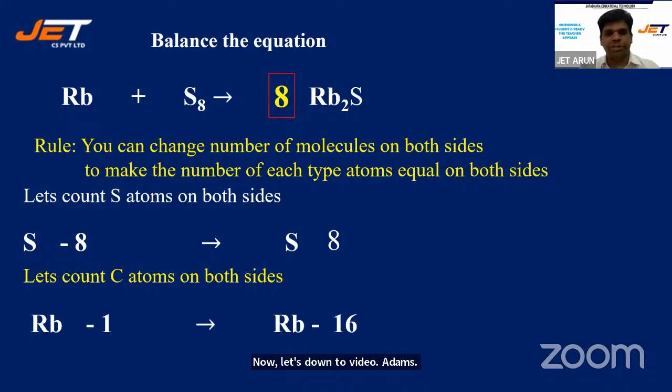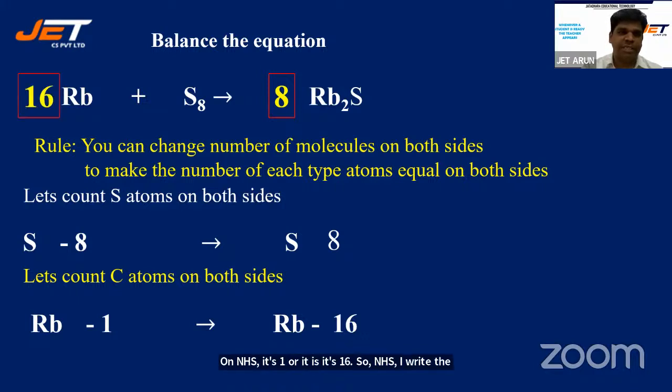It's rubidium, students, not C, it's rubidium. My bad. On LHS, it's 1. RHS, it's 16. So LHS, I'll write the stoichiometric coefficient to be 16. Now that's the balanced equation, students. Pretty simple.